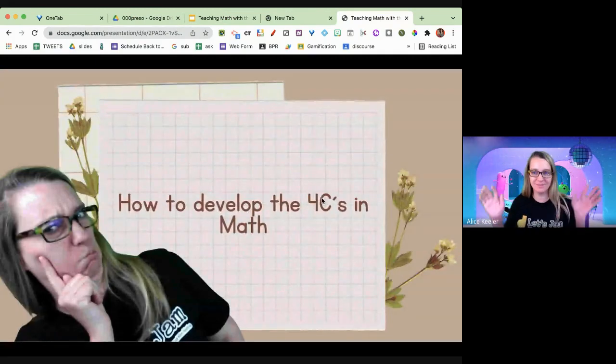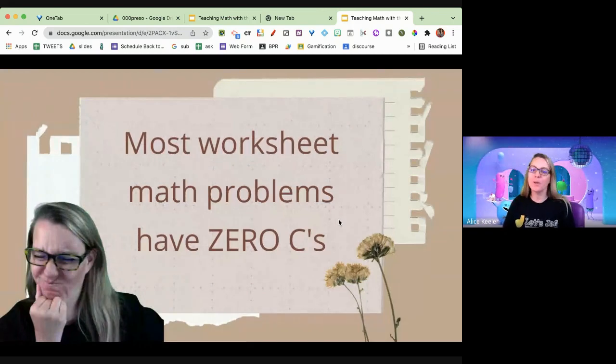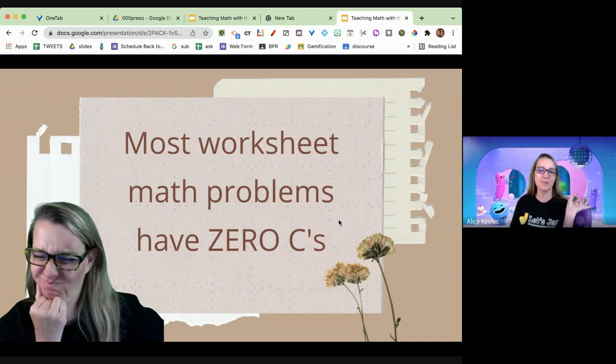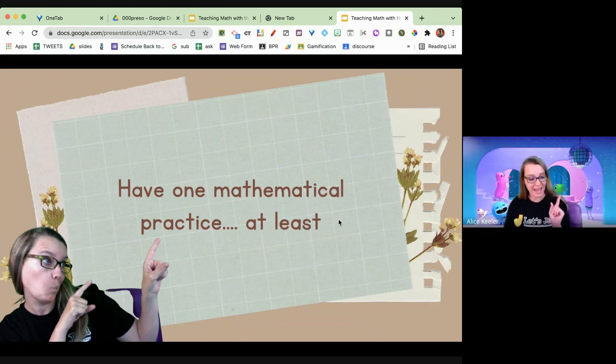All right, so how to develop the 4 C's in math. When the reality is that most, what the heck kind of word is that? Most worksheet math problems have 0 C's. That's right, it has 0 of them. And not only do you want some C's, you would like to also have at least one mathematical practice. And again, most of them have none. So that would be the problem with traditional math problems. They have no C's and no mathematical practices.